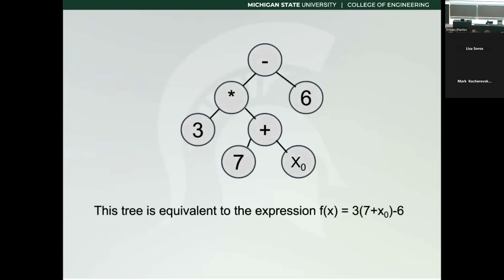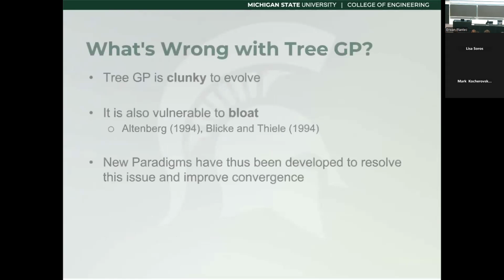So this is a very small tree. As you traverse the tree, you get intuitively like this mathematical function. But the thing is, TreeGP is a bit clunky, and it's also vulnerable to bloat. It can become unreasonably large without any gain in fitness. So new paradigms have been developed to resolve this issue and improve convergence.